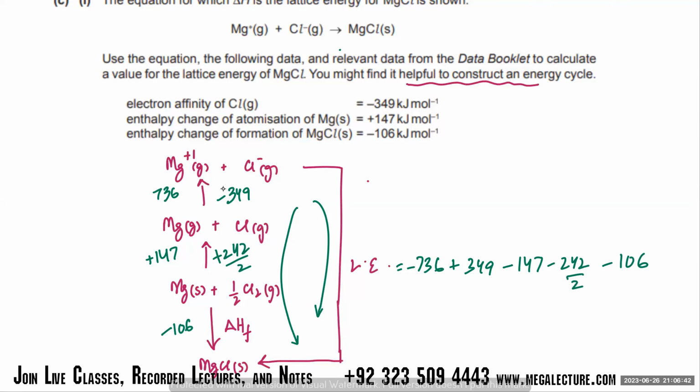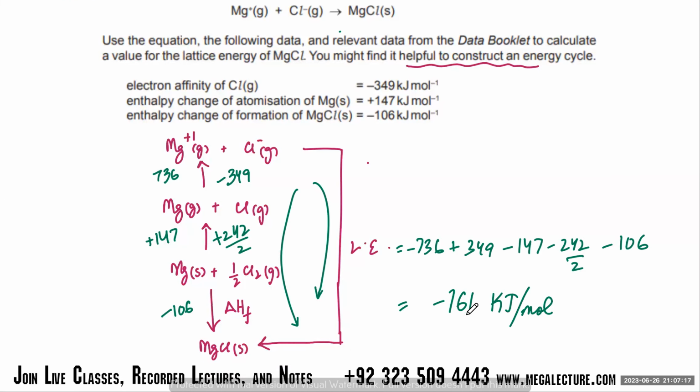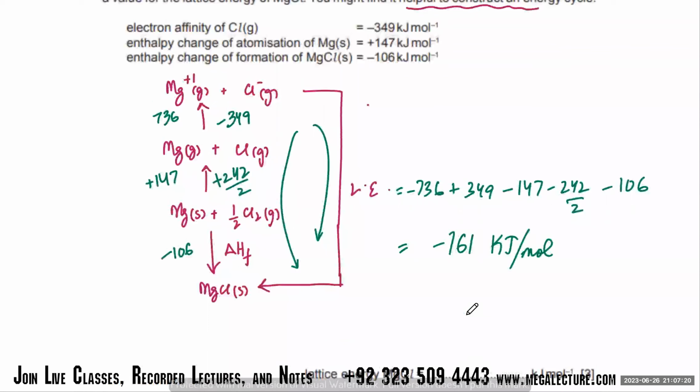What do we get? Sir, -761. And this looks like a weak lattice, like it's +1 -1. So that's why it's kind of less. So that's fine. It's -761.